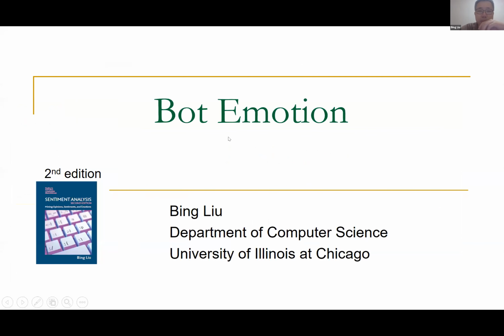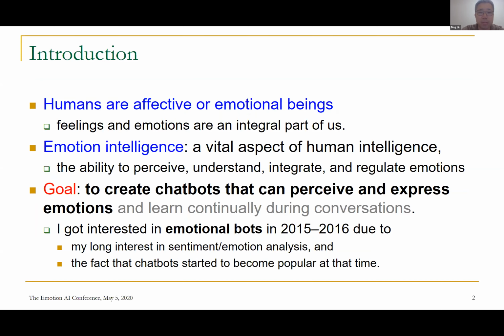So I'm going to talk about emotions in chatbots, basically, and of course we can extend this to speech type of bots as well. And it's pretty much in the sentiment analysis book in the second edition, which is going to be published sometime later this year. So this is as an introduction.